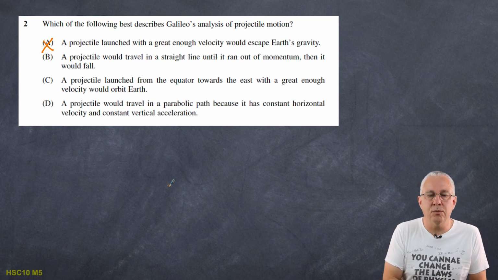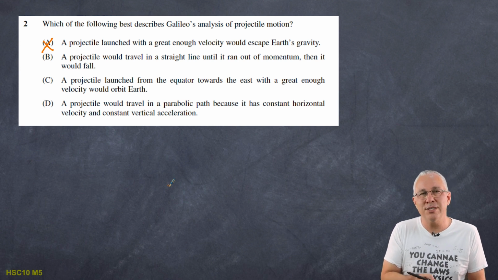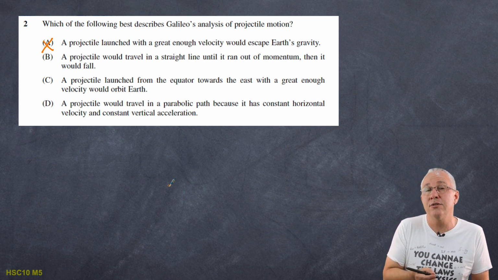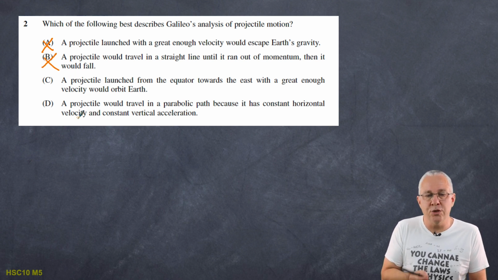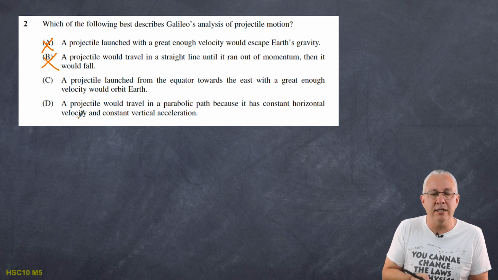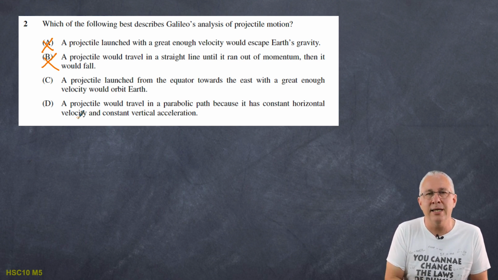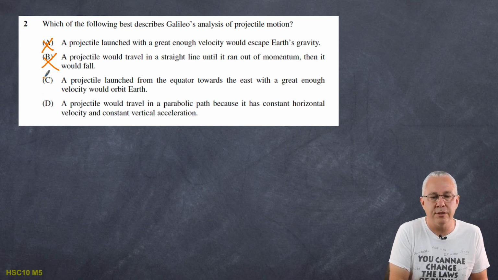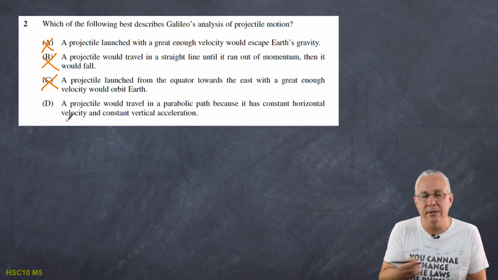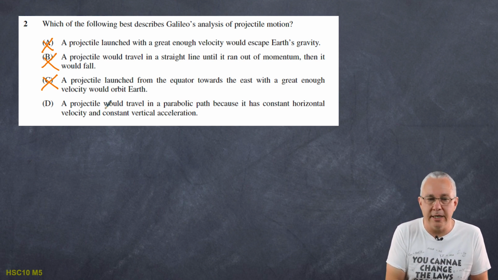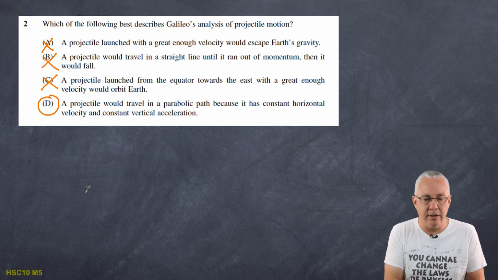B, a projectile would travel in a straight line until it ran out of momentum, and then it would fall. That was a misconception that Galileo tried to show was incorrect. So although it relates to Galileo, it's not what Galileo did. C, a projectile launched from the equator towards the east with a great enough velocity would orbit Earth. Again, this is about Newton, so it is incorrect. And finally, D, the projectile would travel in a parabolic path. From there on in, we can see that is the correct answer, so D is our correct answer.